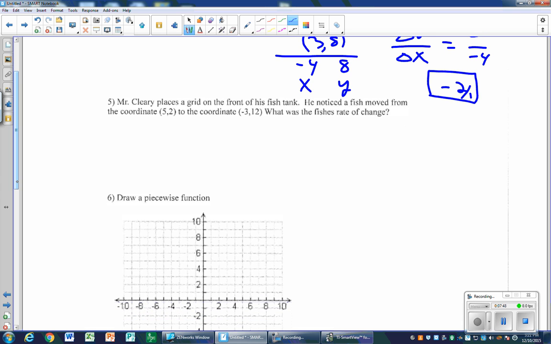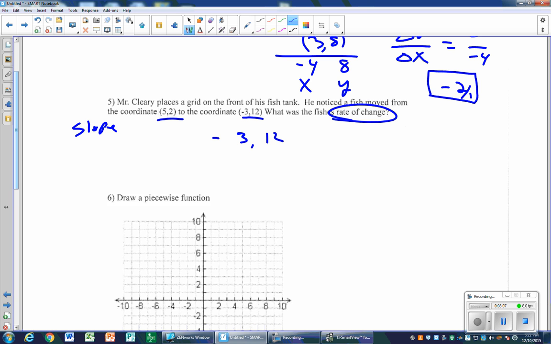Mr. Cleary places a grid on front of his fish tank. He notices the fish moves from the coordinate 5, 2 to the coordinate -3, 12. What's the fish's rate of change? The only thing that we're asking you is, do you know that rate of change means the same thing as slope?